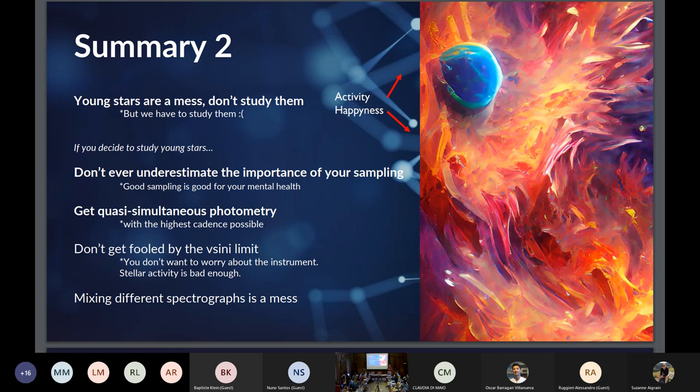Get photometry if you can, like investing in a photometric follow-up. If you can do even higher cadence than the radial velocity, it's always a good investment. And don't get fooled by the precision limit imposed by the v sin i. You don't want issues in the spectrograph to be part of the equation when you are working on this. You have enough problems with the activity of the star. And also, if you can, use the same spectrograph, because if you need to mix a bunch of them, it complicates everything. These stars showed significant chromatic variations between spectrographs. And it's not the same to have a 10 to 20% variation when it's 1 meter per second as when it's a kilometer per second. That changes everything completely.